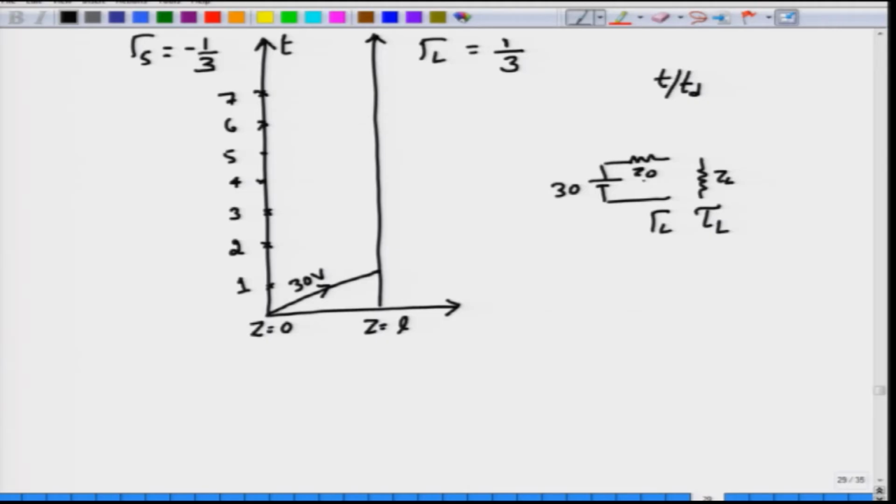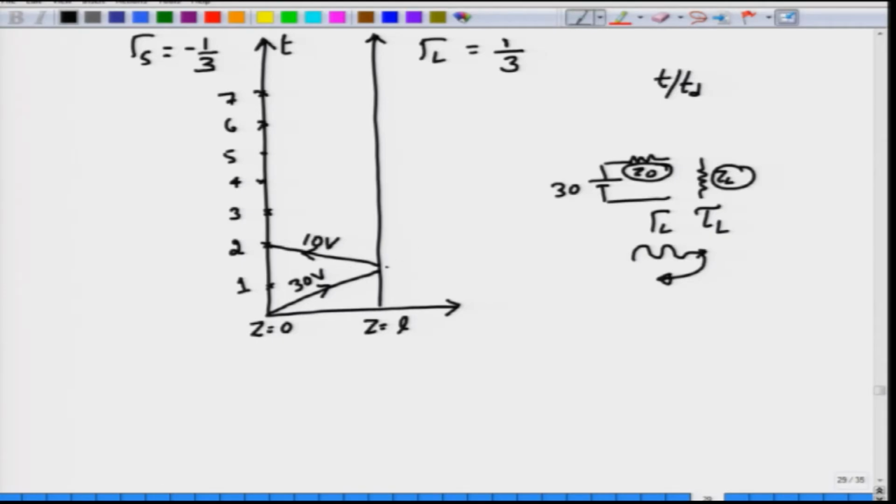So, what essentially happens is the incident voltage approaches the load and is now incident on the load at t equal to 1 TD, at which point we know that because Z naught is not matched to ZL, the values are different, there will be a reflected voltage, right. And what would be the amount of the reflected voltage? It will be 30 times the reflection coefficient at this point, which is 1/3, which essentially means that about 10 volt is actually reflected off from the load.